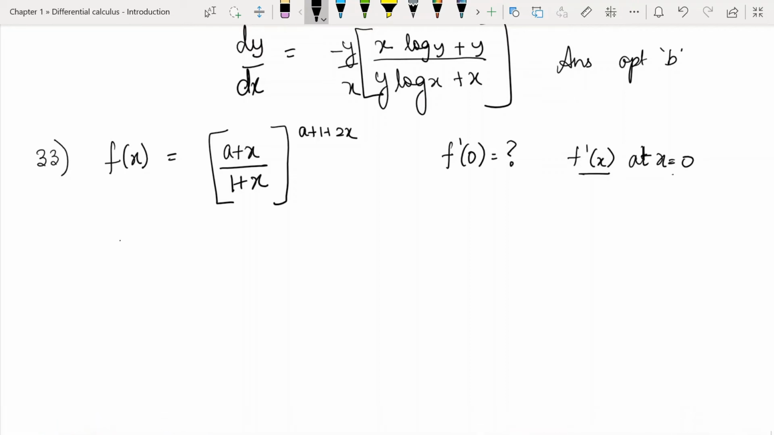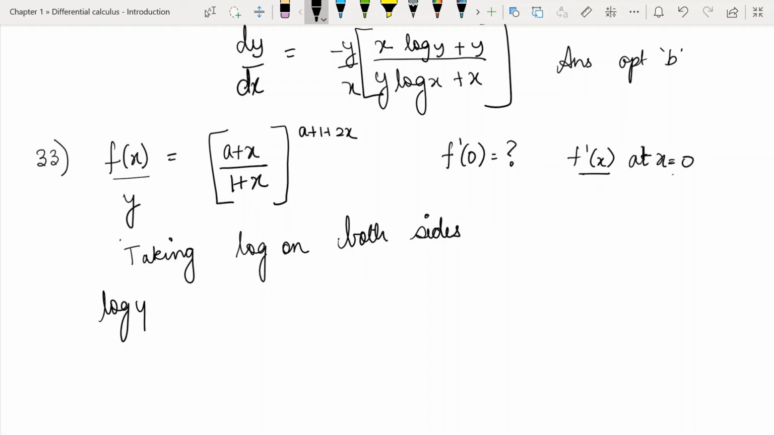How do we do that? Now, instead of f of x, you can take the letter y here. It becomes easy to do. Taking log on both sides, you have a log y here. On this side you have log of a plus x by 1 plus x, whole thing raised to the power of a plus 1 plus 2x.